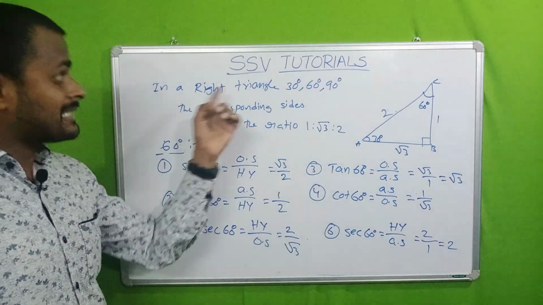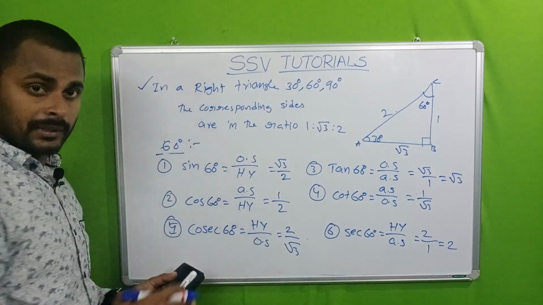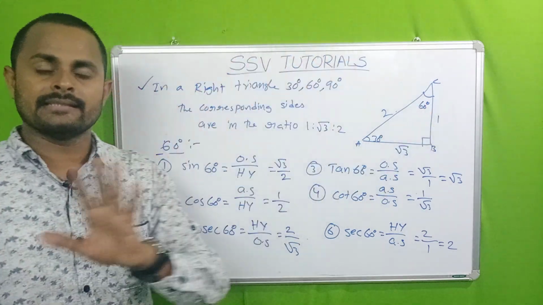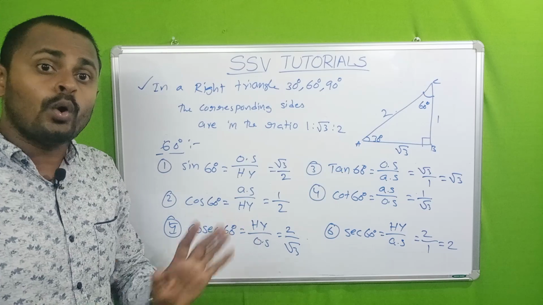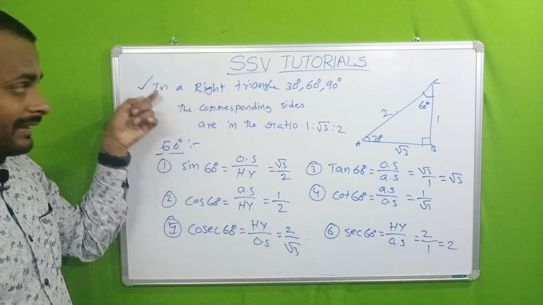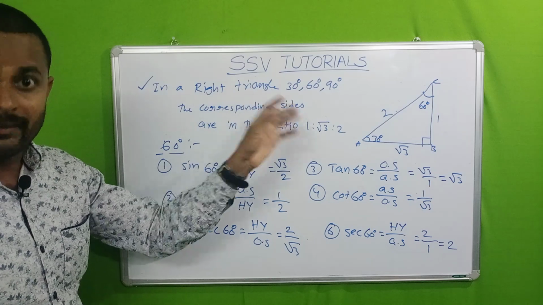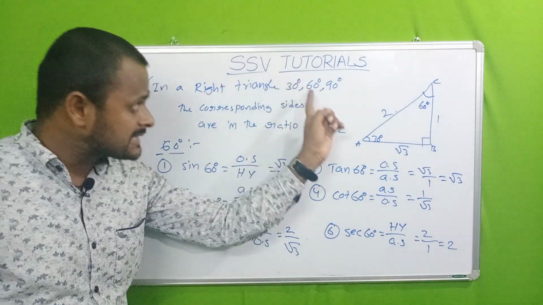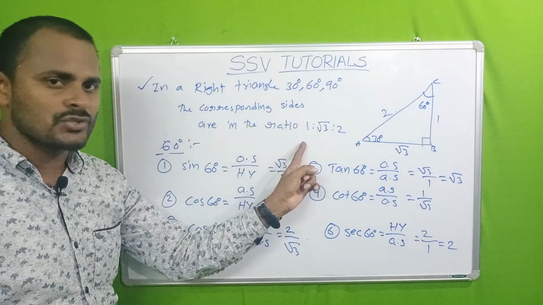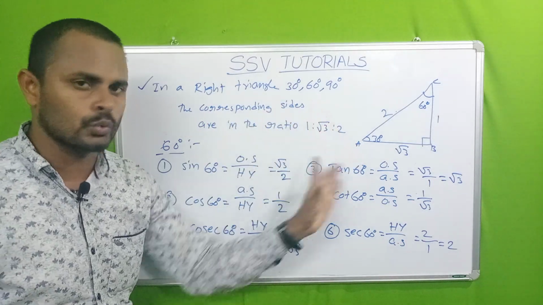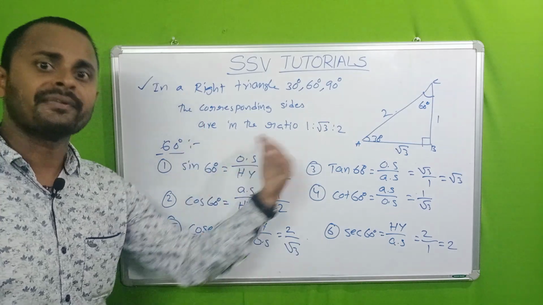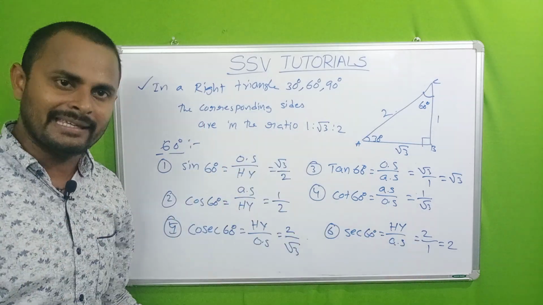So by using this principle, we identify the two angles 30 degrees and 60 degrees very easily. You don't have to memorize any kind of value by heart. Just remember this: in a right angle triangle, if the angles are 30 degrees, 60 degrees, 90 degrees, then the corresponding sides are in the ratio 1 is to root 3 is to 2. By this way, you identify all these 30 degrees and 60 degrees values very easily.